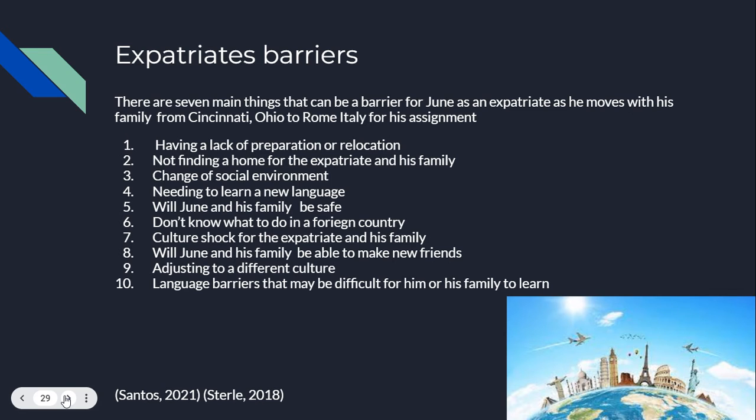Will June and his family be able to make new friends? How will they adjust to a different culture? And lastly, language barriers that may be difficult for him or his family to learn or understand when people are talking to them.